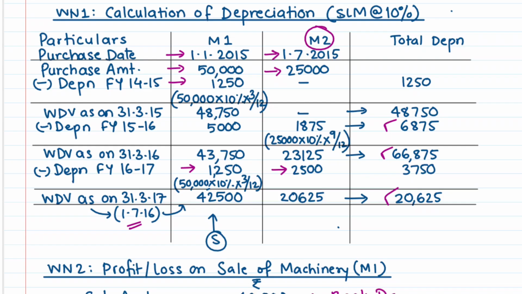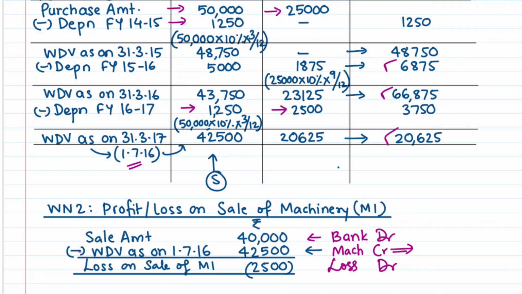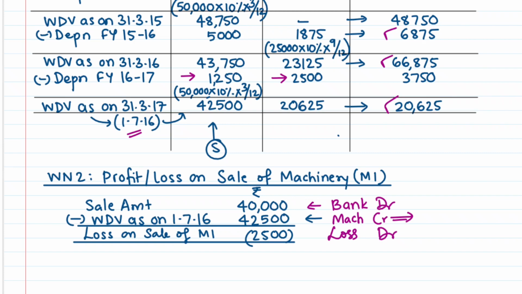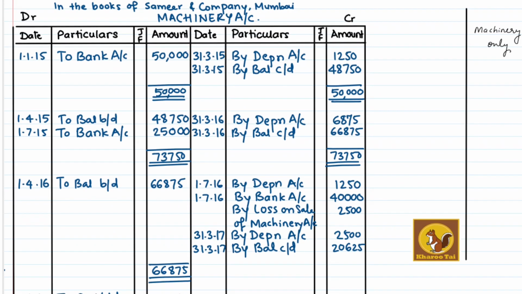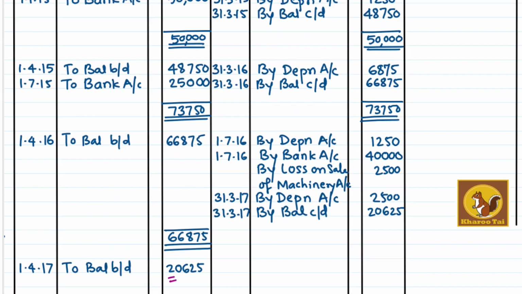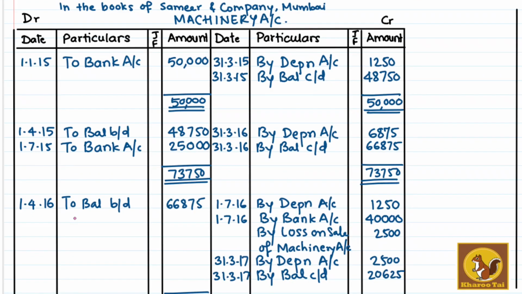20,625. So what we did in this sum, we started with working note 1, that is calculation of depreciation, and we got the WDV as on date of sale. With that we found out what was the profit or loss from sale of asset machinery 1. We got a loss, and with these two workings we did the posting in machinery account for 3 years. This is your sum 6 from your textbook exercise.